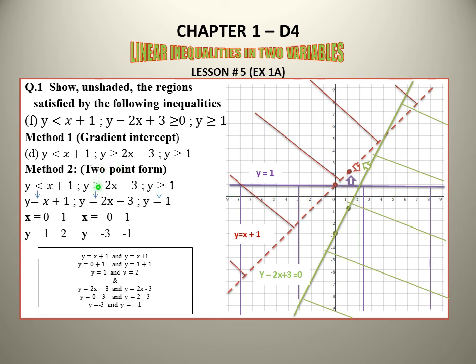And for greater than or equal to, the region above the line is defined. So this is the common region. This is the region defined for this inequality line. This is the region defined for this inequality. This is the region defined for this inequality, but this is the common region which is defined for all the inequalities.